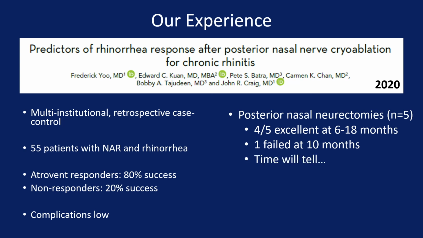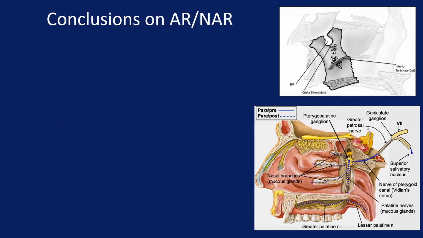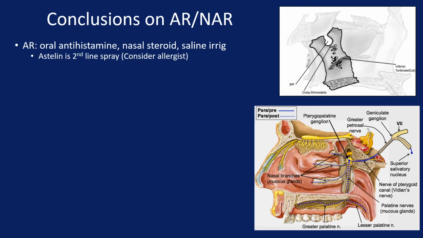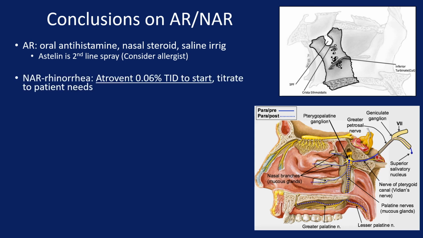All right, pretty much done here. We're just going to conclude on rhinitis. For allergic rhinitis, the mainstay, of course, is oral antihistamine, nasal steroid spray, and saline irrigation. Second line is Astelin. At that point, you might want to consider an allergist anyway. For rhinorrhea related to non-allergic rhinitis, Atrovent 0.6%. I always write it as TID to start, but it's purely PRN, really. If they're using it more than 3 times a day, they're probably not getting great relief, but I tell them to titrate it to their needs.